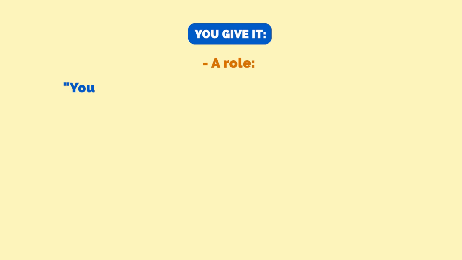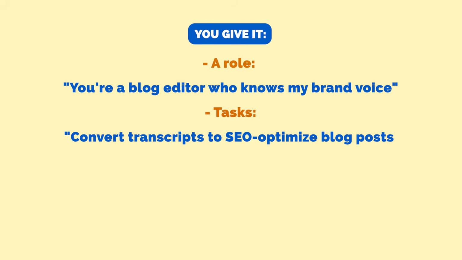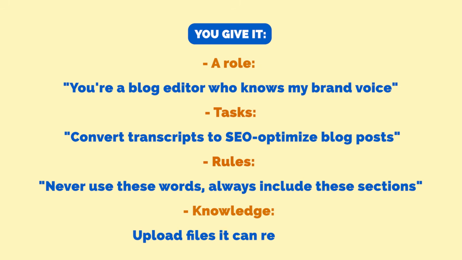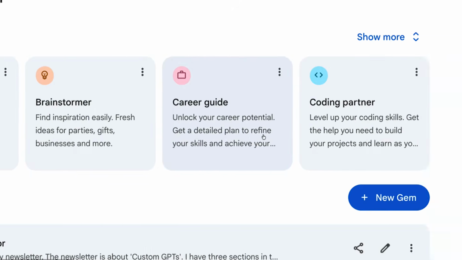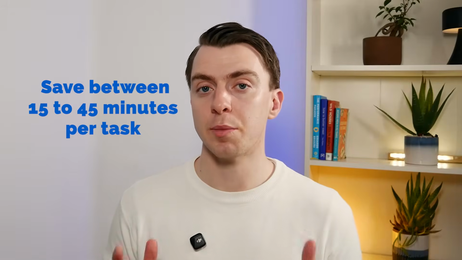You basically give it a role. For example, you're a blog editor who knows my brand voice. You give it tasks. For example, you convert transcripts to SEO optimized blog posts. You also give it rules, so you never use these words, you always include these sections. And you give it knowledge, so you can upload files it can reference. Then whenever you need it, you can just click the gem. It's already configured. No retyping, no forgetting details. For tasks you do repeatedly, this can save anywhere between 15 to 45 minutes, depending on what you're doing.